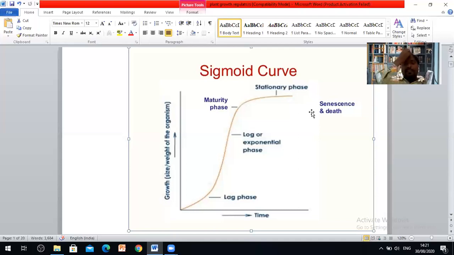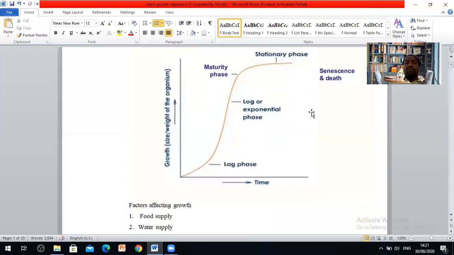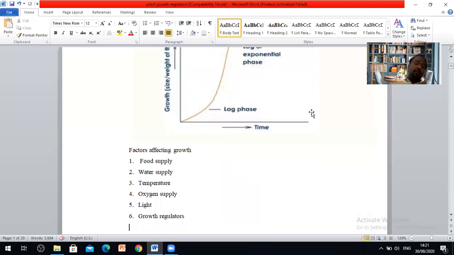Now there are certain factors which affect the growth, and these factors, as we know, the food supply is a very important factor. When the food supply is very less, the growth of the plant cannot take place. Water, we all know that water is very, very important, and when the water is a minimum amount in the soil and it is not available to the plant, then growth is not possible. Okay, water supply.